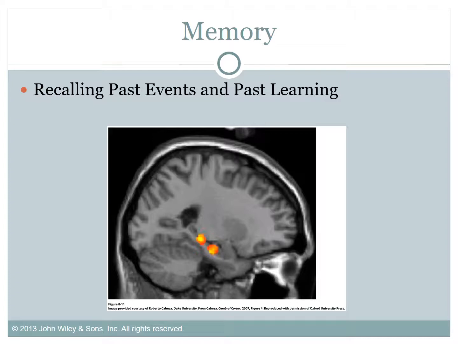We define memory as the ability to recall past events and past learning. That seems like a really simple definition, but it's actually very complex. You can see here this is an MRI scan of the brain. The two areas lit up there are the hippocampus, which is critical in the function of memory, both in storage and in recall. We'll talk a little bit more about that later.